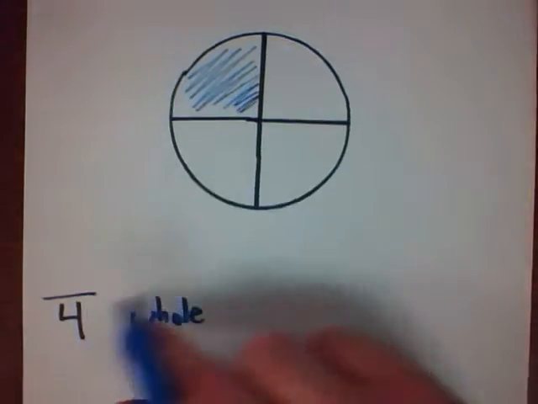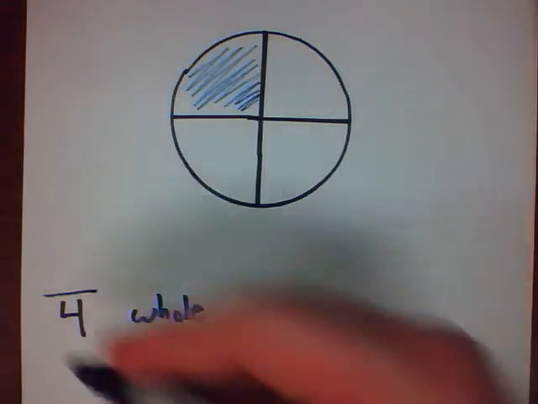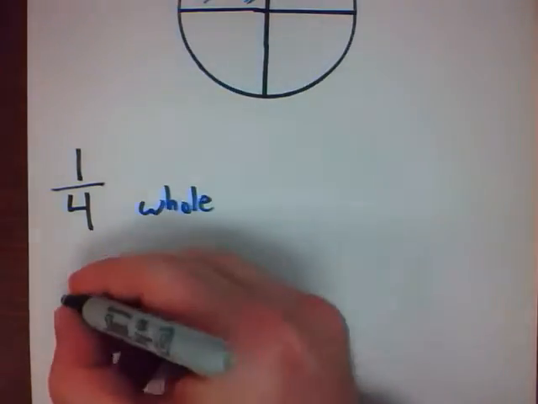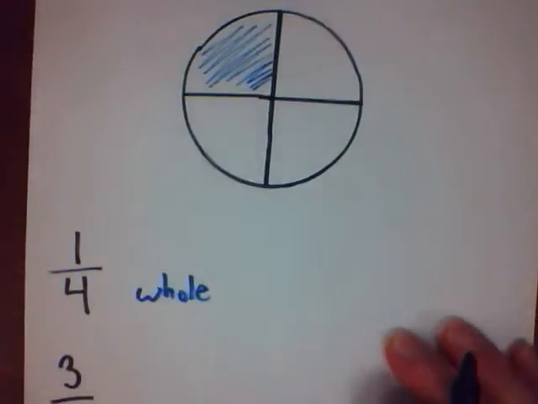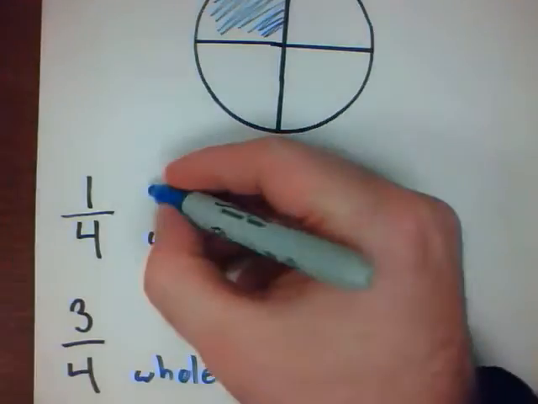Now, if we use this to describe how much I ate, well, I ate 1 of the 4 pieces. 1 out of 4 pieces. How much was left? 3 out of 4 pieces. And in both cases, that is the part.